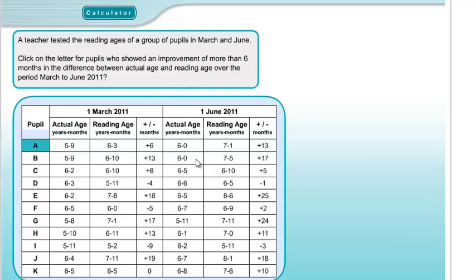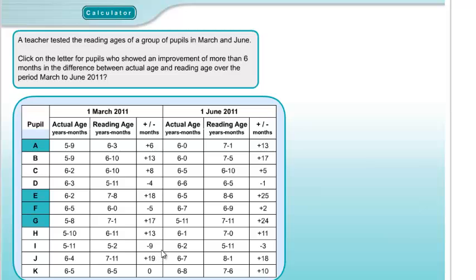If we have a look at the next one, it went from +13, which is a bigger number, but it only went up to +17, so that's a 4-month improvement, so that's not good enough. The next one actually got worse, +8 going down to +5, so he certainly didn't improve. The next one is only a 3-month improvement. This next one is a 7-month improvement, as is F, as is G. Pupil H got worse by 2 months, so we're not going to click on him.